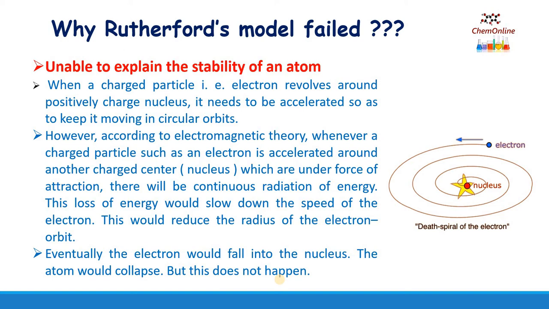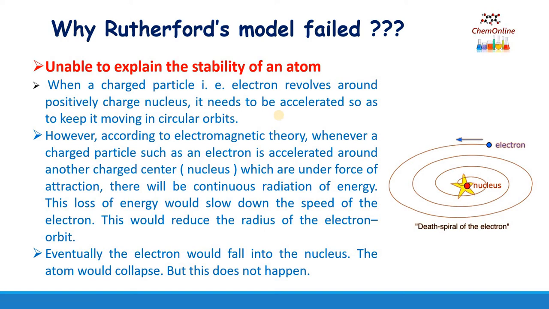Rutherford's discovery of the nucleus meant the atomic model needed a rethink. He proposed a model where the electrons orbit the positively charged nucleus. Though Rutherford was on the right track, his model failed because he was unable to explain the stability of an atom. We know that when a charged particle like an electron revolves around a positively charged nucleus, it needs to be accelerated in order to move in its circular orbit.